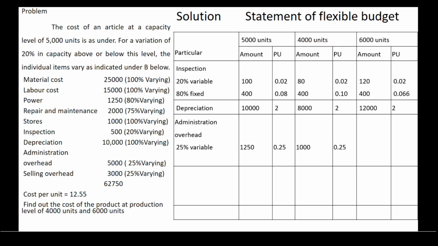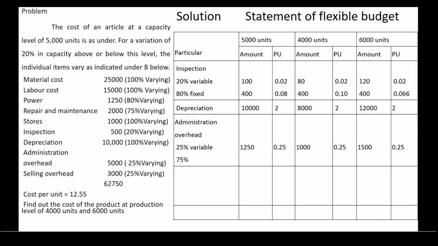And for the 6000 units, here also the cost per unit is the same. That is 0.25. So this 0.25 is multiplied with the 6000 units. So now that amount is rupees 1500 rupees. So this is the variable cost of the administration overhead. And the remaining 75% is the fixed.